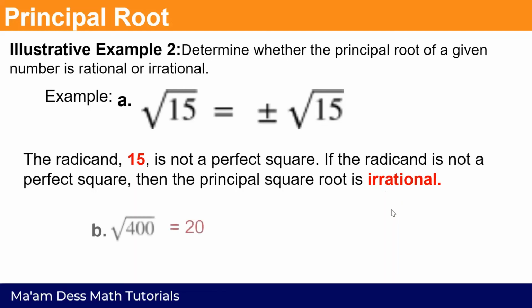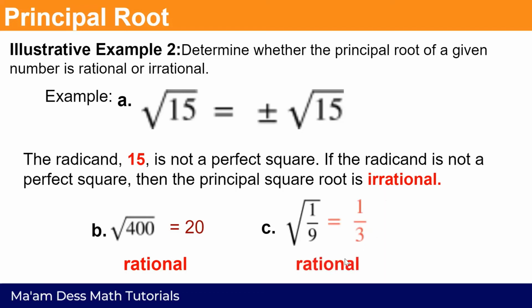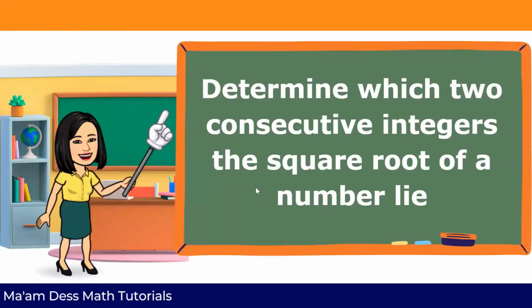Okay? Now, letter B. So, square root of 400. So, ang square root po ni 400 ay 20. Bakit naging 20? Kapag minultiply mo yung 20 sa kanyang sarili, ang sagot po ay 400. Okay? So, therefore, it is rational. Next, square root of 1 over 9 is equal to 1/3. Ang 1/3 po ba ay rational? Of course, it is rational. Okay? So now, sana po may naintindihan. Let's move to the next.